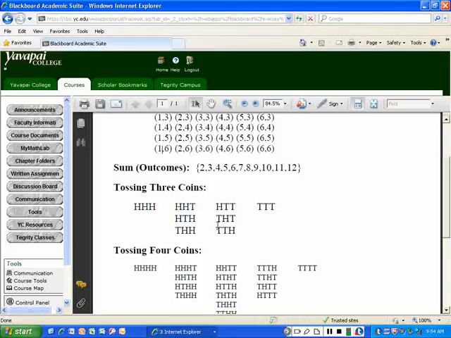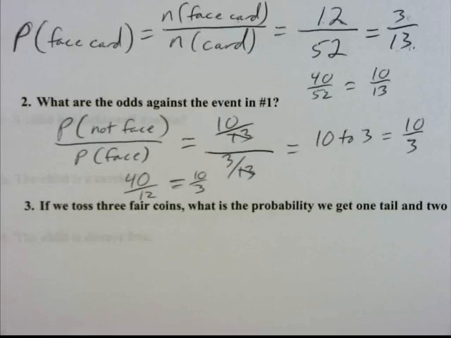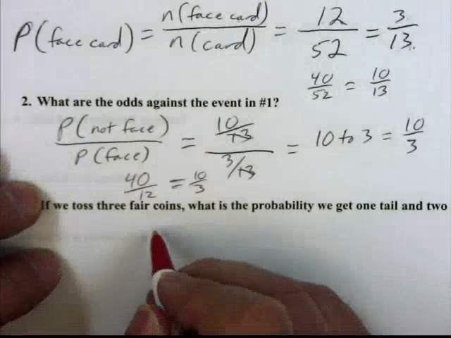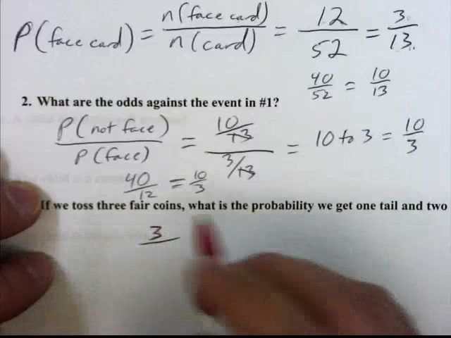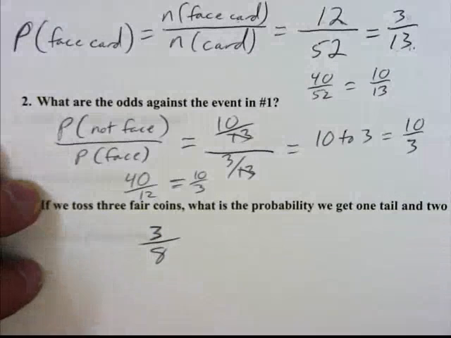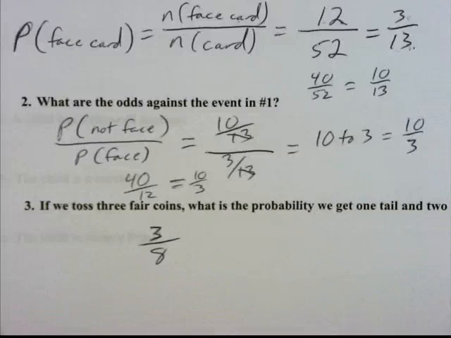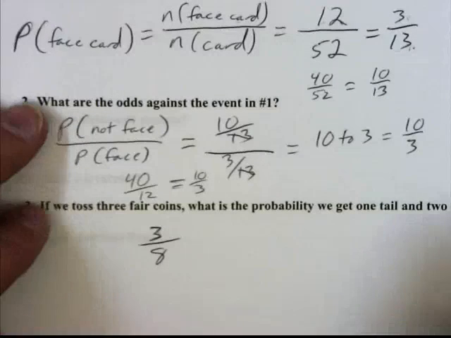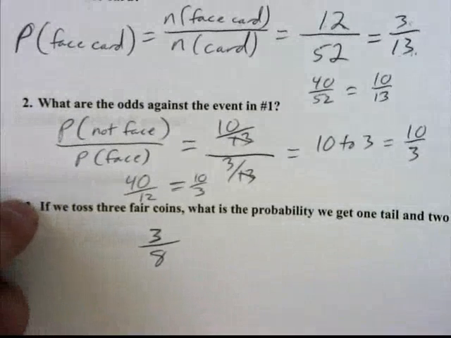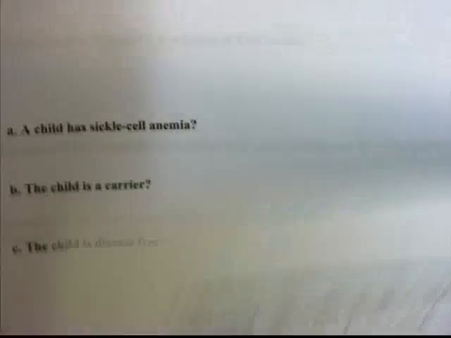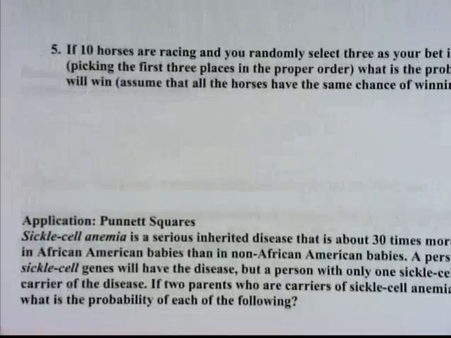And of those 8 ways, how many have 1 tail and 2 heads? Well, these 3 right here. So our probability is going to be there's 3 ways that I can get 1 tail and 2 heads, and there are 8 ways that I could toss my coins. Alrighty. A couple more examples, sorry. I'm going to add a couple here.